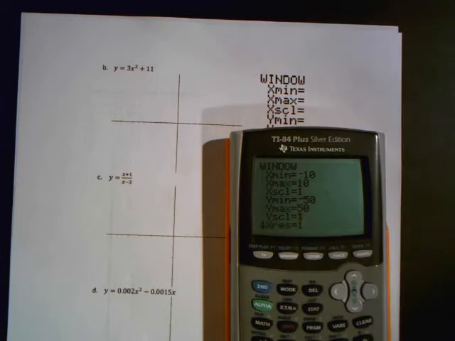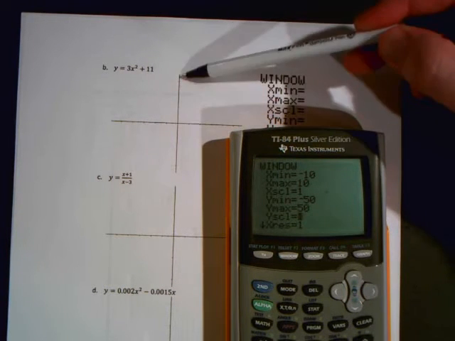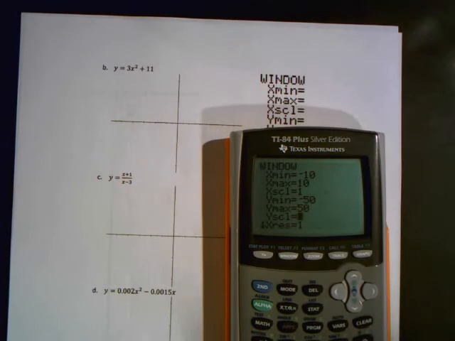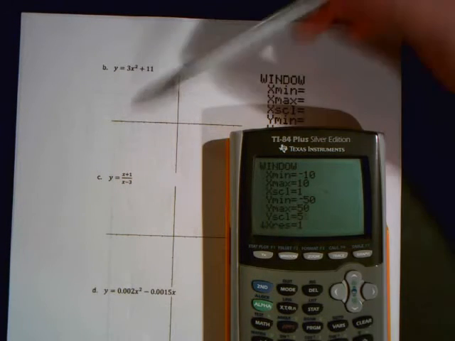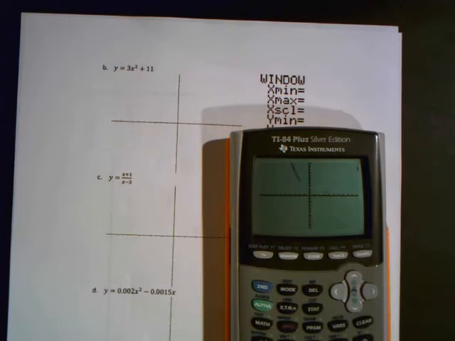And then my scaling. If I'm going to go all the way up to 50 here, I don't really want the calculator having each tick mark be 1. I think each tick mark being 5 would be more reasonable, to go 5, 10, 15, 20 to get up to 50. Let's take a graph. Alright, so we get that graph.